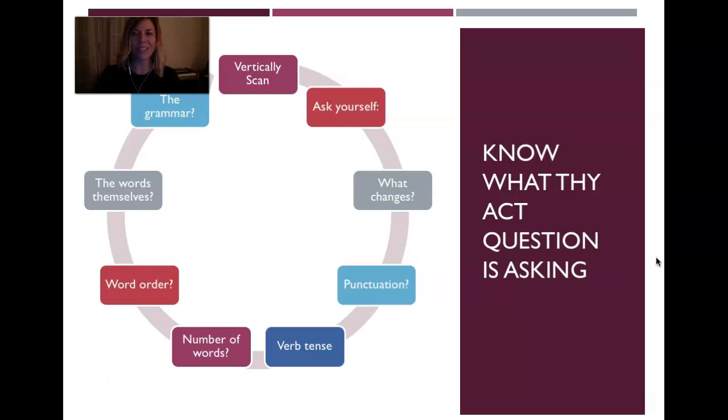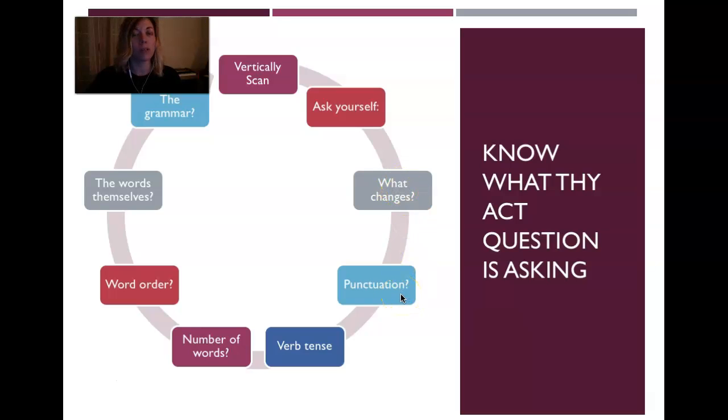The first thing that you need to be aware of is you need to know what the ACT English question is asking you. So if you start at the top, look where I put vertically scan. This is a strategy where we look at the answer choices and we scan them vertically, meaning you're going to look up and down using your eyes at the answer choices before you and see what is the same and what is different. What do I mean by that? Well, you need to ask yourself, what changes? So what changes in the answer choices?